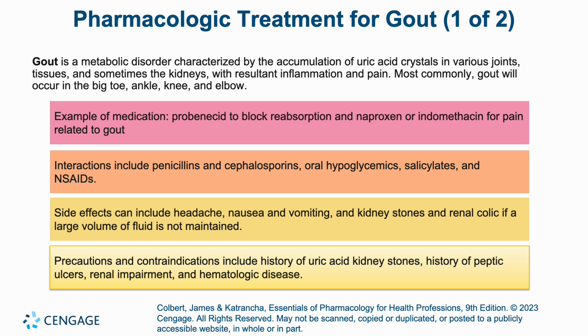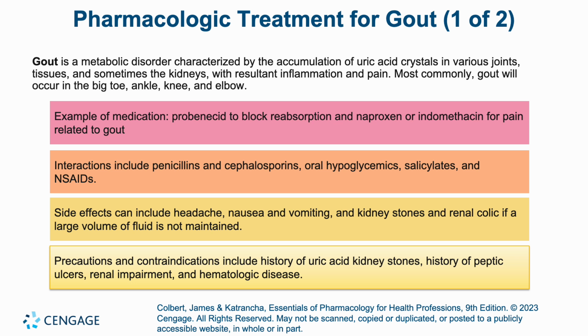Oftentimes, patients, if they are having an acute gout attack or they develop chronic gout, will be recommended to do dietary changes and lifestyle changes as well, including staying more hydrated, trying to limit foods that are high in sugar and salt, and including fish and red meat and things that can cause uric acid accumulation.